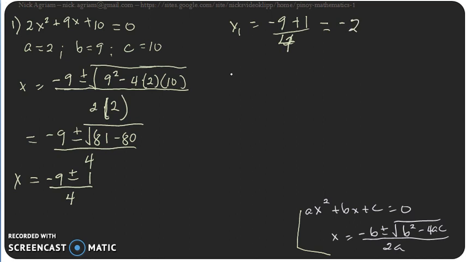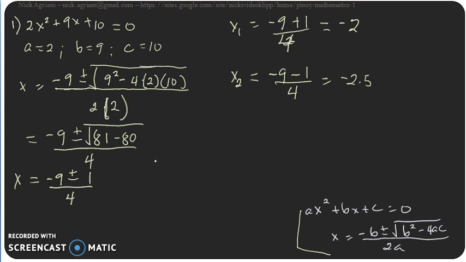2. Sorry for that, I was computing, my brain is computing while I'm talking and writing. And then we have negative 9 minus 1 divided by 4. And we have negative 10 divided by 4, that is negative 2.5. So the solutions are negative 2 and negative 2.5.